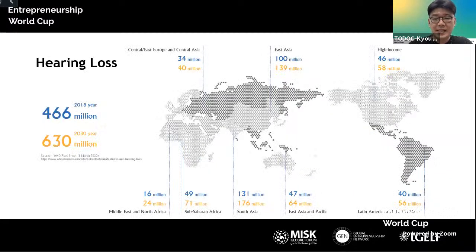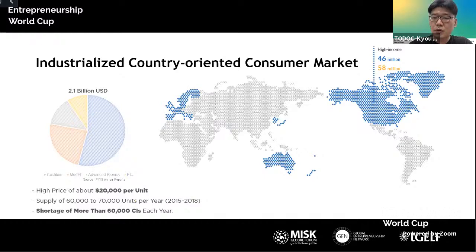There are 466 million people who are suffering from hearing loss, and the number is increasing. The total cochlear implant market size is $2 billion, but it is mainly in the developed countries and only represents 10% of the total population of people with severe hearing loss.